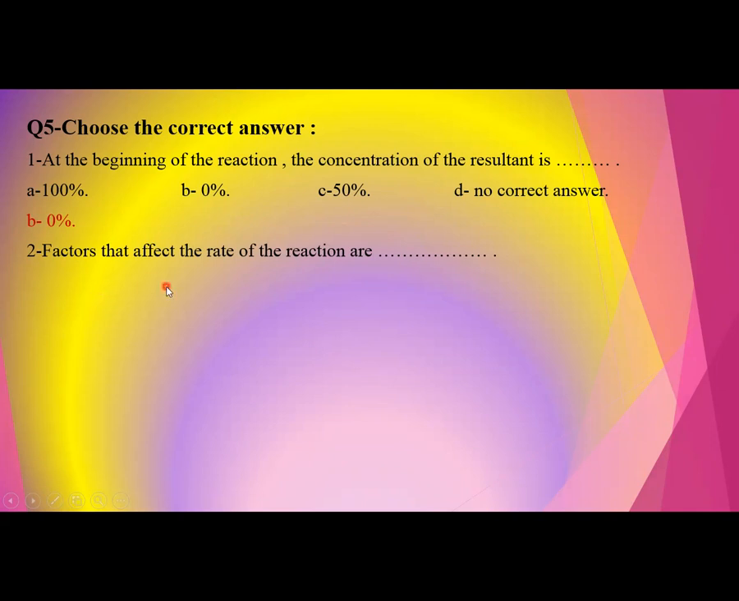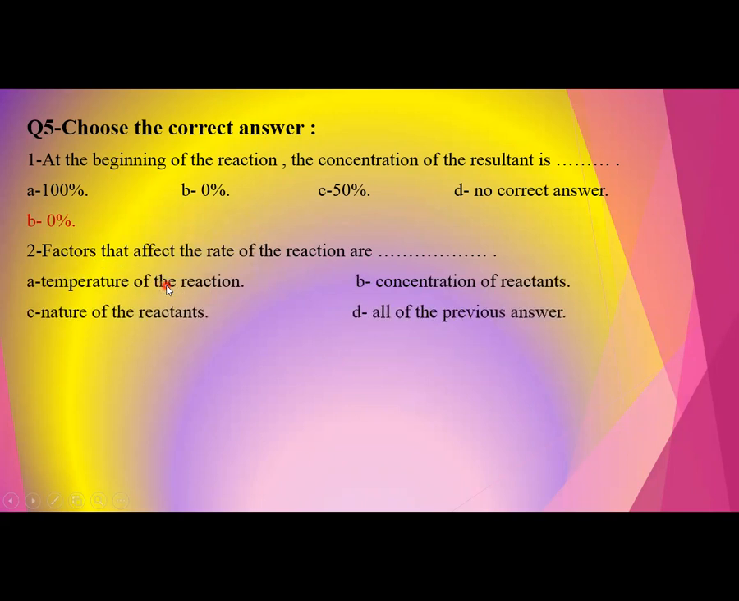Factors affecting the rate of the reaction. For rate of reaction we have four things here. Let's see: temperature of the reaction has an effect, as when we increase the temperature the speed increases. Concentration of reactant also has an effect, because when the concentration increases the speed increases. Nature of reactant also affects, because it may be ionic or covalent. If ionic, it is much faster. So all the previous answers are the right answer.